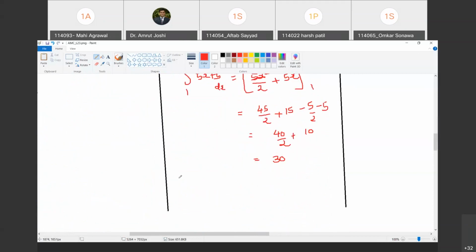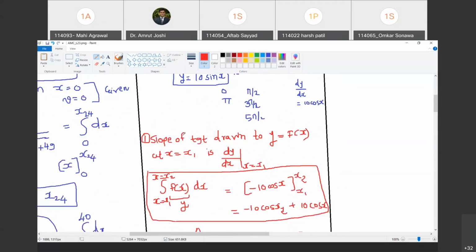So this is the second point that I am going to note. The first point was about differentiation. What is the graphical interpretation of differentiation? y is equal to f of x. Then dy by dx at x equal to x1 gives me the slope of the tangent drawn to y equal to f of x at x equal to x1. Happy? Yes, sir.